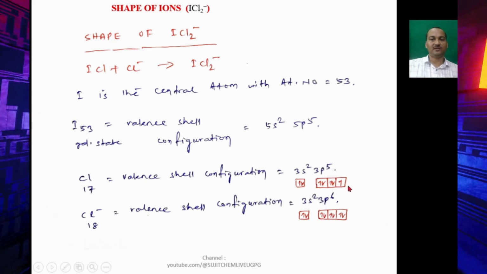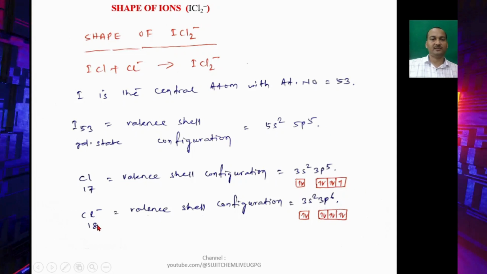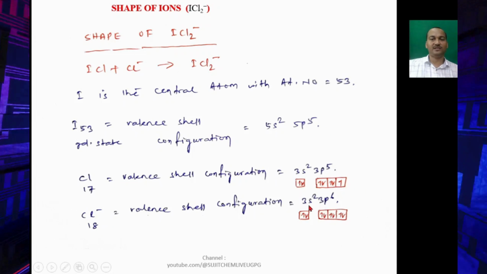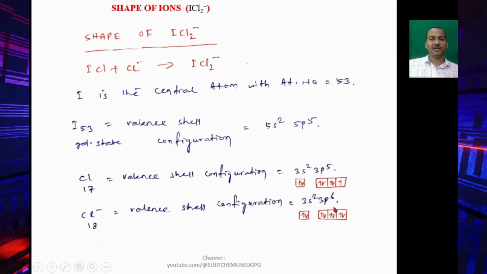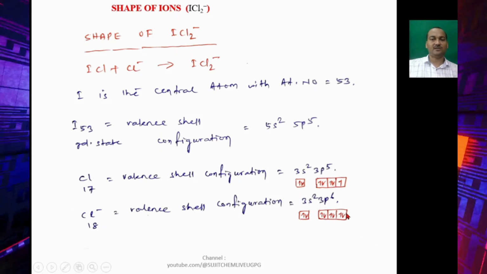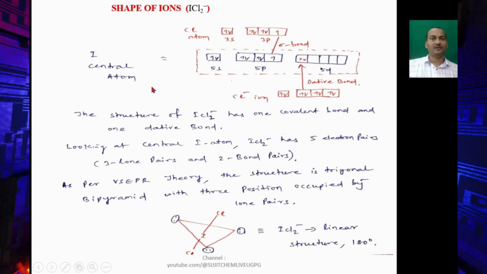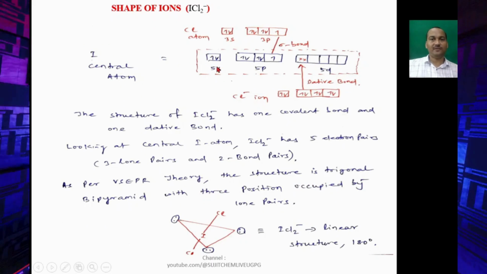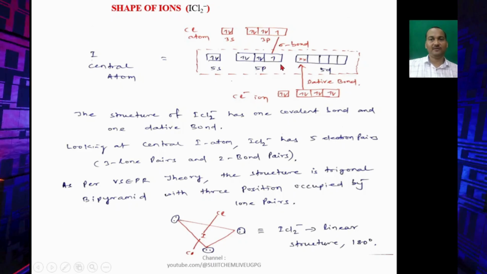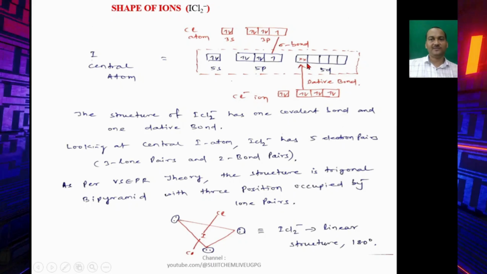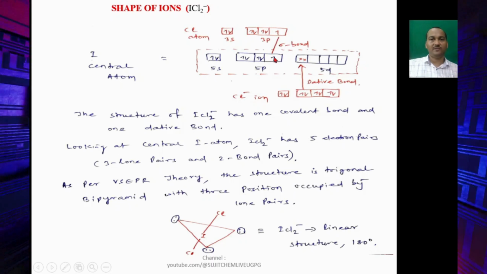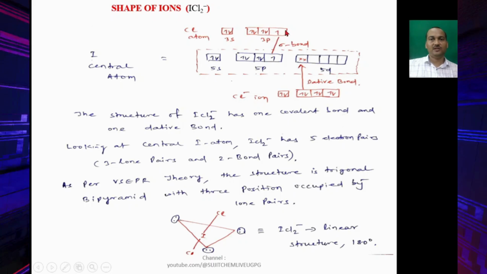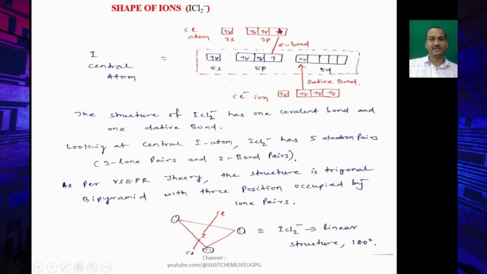So 1 unpaired electron. And Cl minus is 18, so valence shell configuration is 3s2 3p6. So we have all the orbitals filled up with a pair of electrons. Here is the iodine central atom, 5s2 5p5, and 5d orbital is vacant. This unpaired electron of iodine can form a bond with one Cl atom, giving rise to an ICl bond.